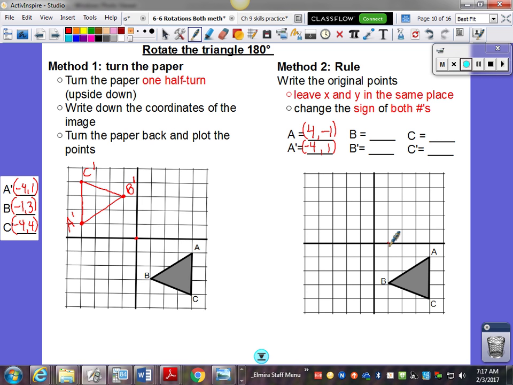B is at 1, -3. My new B is at -1, +3. So same numbers, they just switch signs. C was originally at 4, -4. +4 will switch to a -4. -4 will switch to a +4. And you get your shape. -4, 1. -1, 3. And -4, 4.